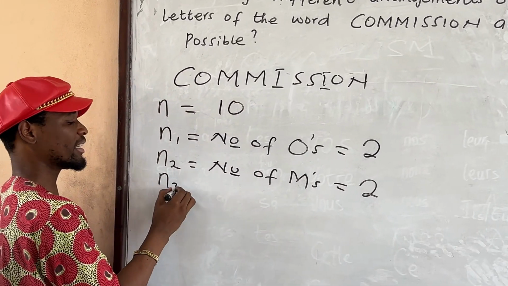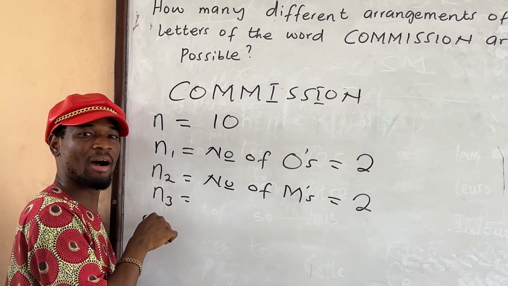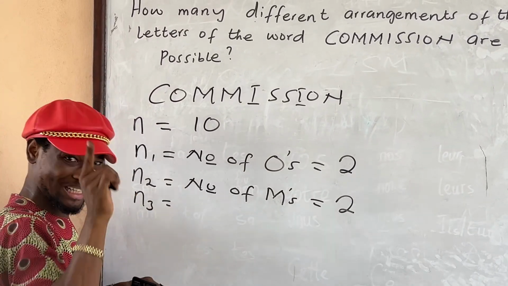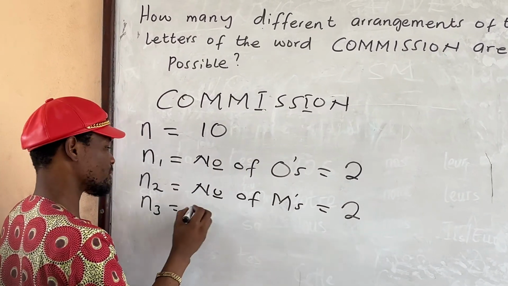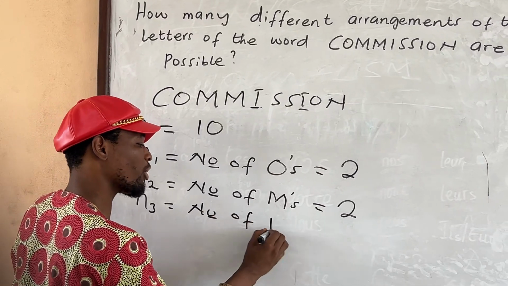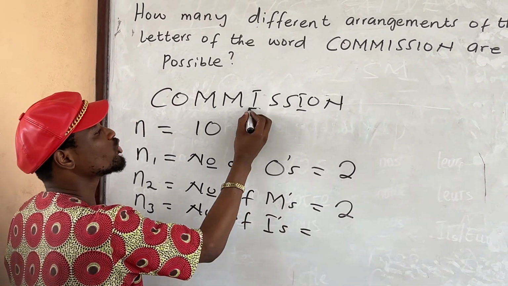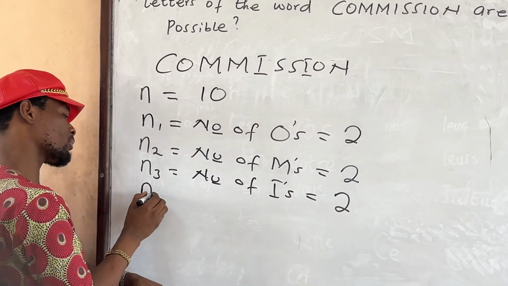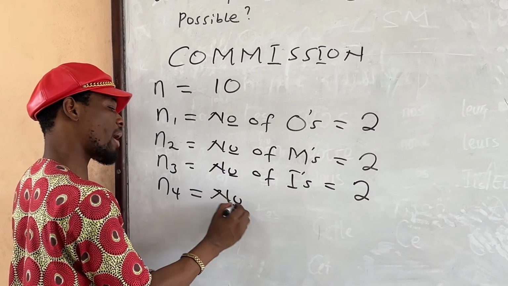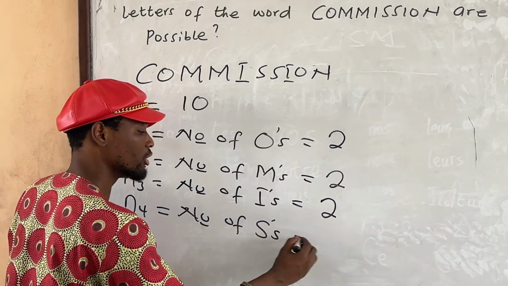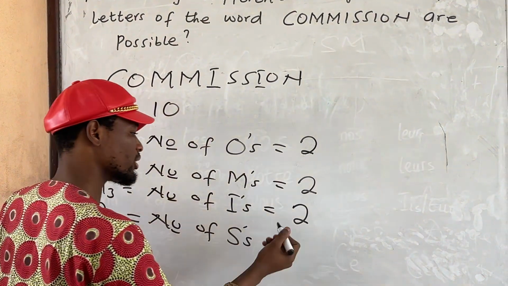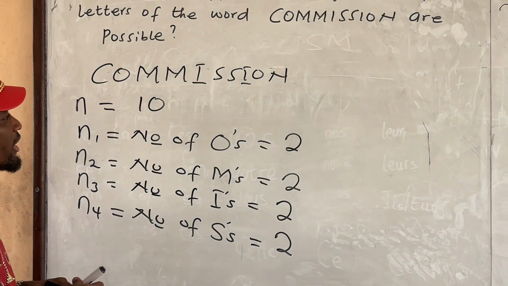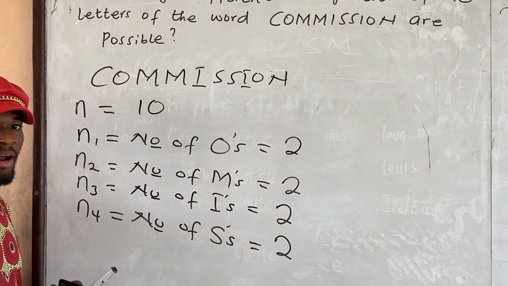Then I have let n3 represent the next letter appearing more than once. I have I. So I have number of I's, which is, how many I's do we have? 1, 2. So you have 2 I's. What about S? So I have n4 representing the number of my S, which is 2 S's, right? So I think we've covered everything, right?